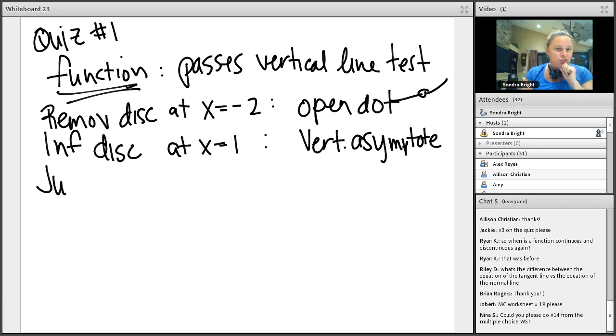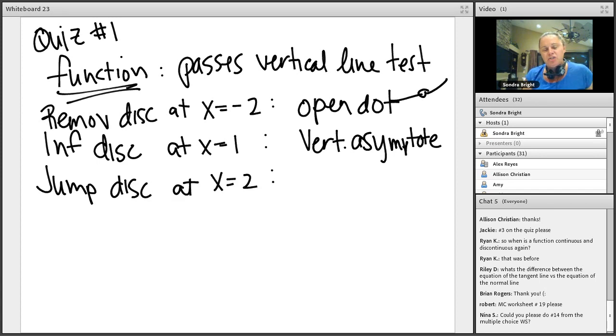And then a jump discontinuity at x equals 2. A jump discontinuity should be something like, you've got two different y values coming from opposite ends. So something like this. It doesn't have to be exactly like that. One of them might be curving or whatever, but some kind of jump there. And then that's all it said.